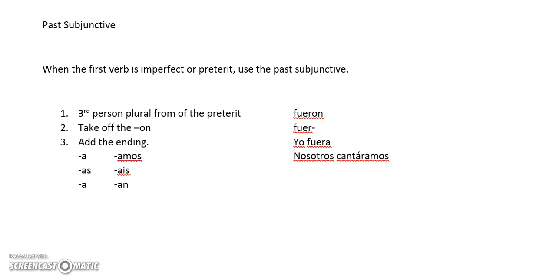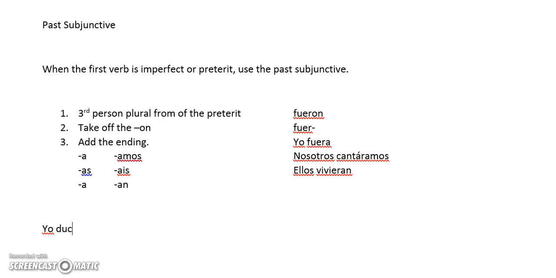Another example, for example, ellos vivieron. You take off the O-N, and you can add the A-N ending, ellos vivieran. So it is important that you do put it in the third person plural form of the preterite. That is going to get any irregularities, and it's also going to get that IE that is needed for these examples. So what would sentences look like in the past subjunctive?